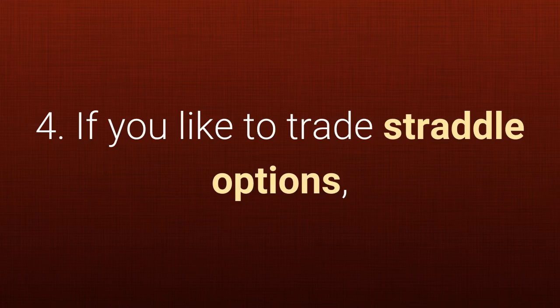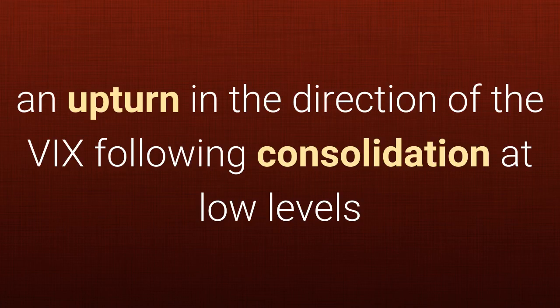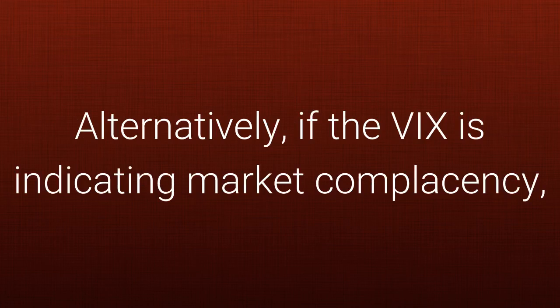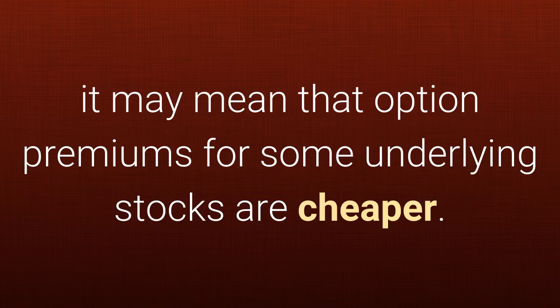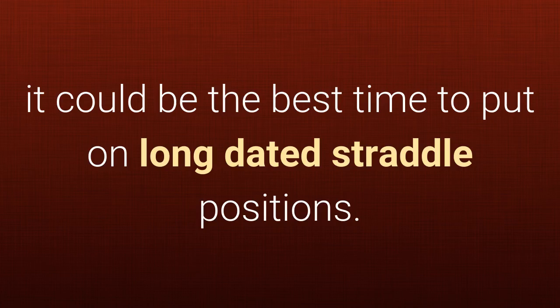4. If you like to trade straddle options on the other hand, which relish market volatility, an upturn in the direction of the VIX following consolidation at low levels may indicate impending price breakouts in some ETFs. Alternatively, if the VIX is indicating market complacency, it may mean that option premiums for some underlying stocks are cheaper. If this is at a time when the VIX is at low support levels, it could be the best time to put on long-dated straddle positions.